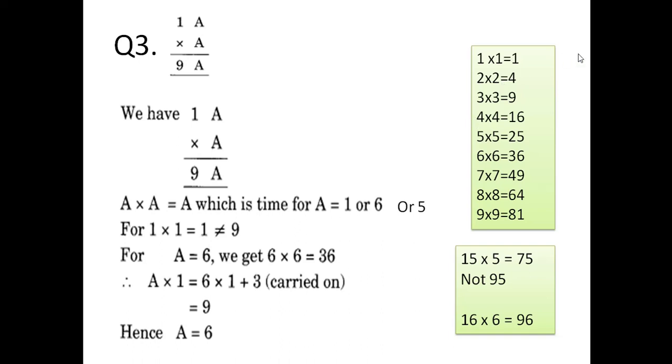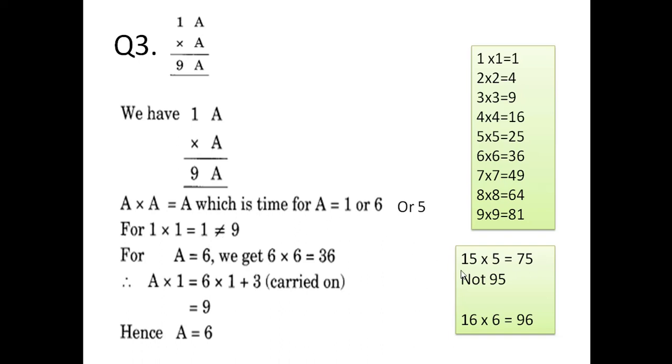Understood? So 1 is such a value, or 5 into 5 is 25. Here also again the unit place is 5. Or 6 into 6 equals 36. So that is also giving the units place as the same number. So the a value can be any of these three, either 1 or 6 or 5. Let us check for 1. So 1 into 1 equals 1, and it is not giving 9 as the answer.